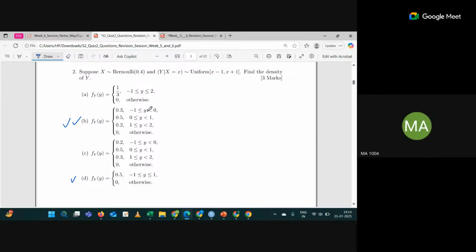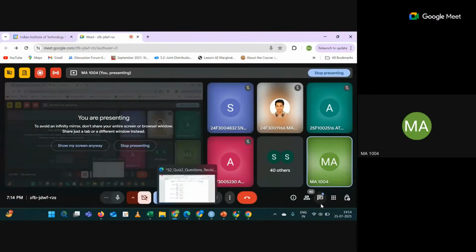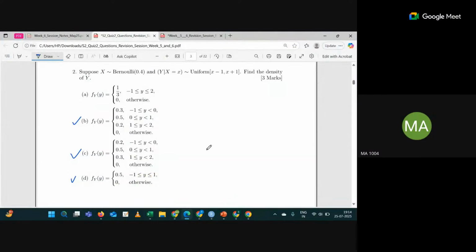Option C, not B. What, one vote for option C? Okay, so I got 3 answers and all are different. Should I start? Option B. Okay, so it seems like we'll go with option number B. So let's try to solve it.